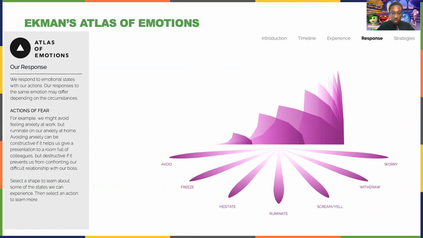So the experience of fear might lead some people to freeze in some situations, or it might lead some people to scream or yell in other situations. And Paul Ekman's work now focuses a lot on helping people experience emotions in an adaptive and positive way, and not just eliminate those emotions, but help them feel them in a way that is good for their health and that is also good for their real life outcomes.